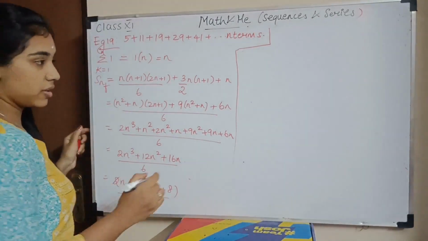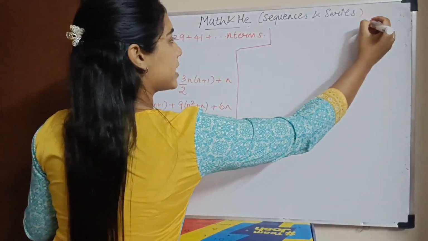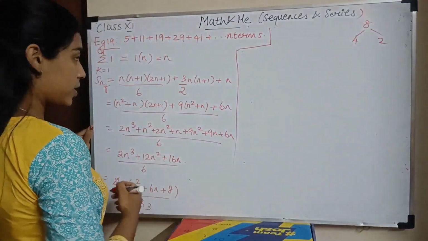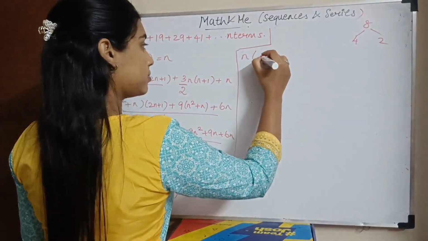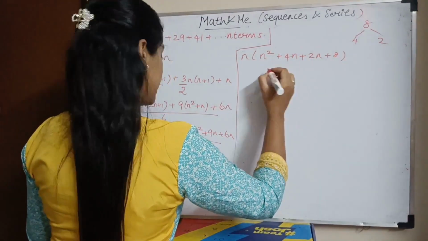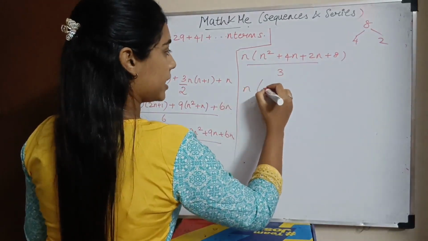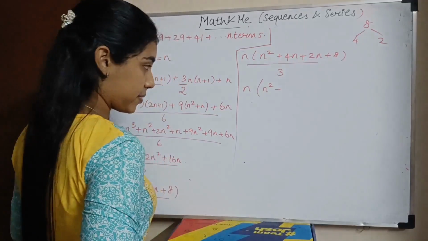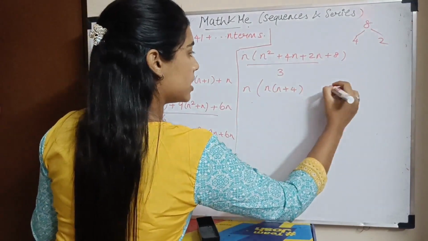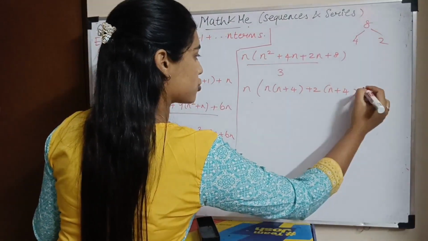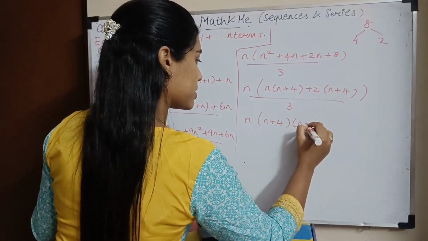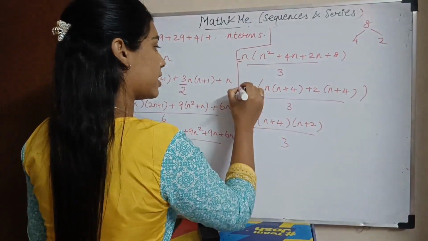I have a quadratic equation here. So what are the roots? The product has to be 8 and the sum has to be 6. So it's 4 times 2. Okay, so what does it become? N times n square plus 4n plus 2n plus 8 divided by 3, which is nothing but n into, when I take n outside, I have n plus 4, n plus 4 we know, so I have plus 2 divided by 3, which is n into n plus 4 into n plus 2 divided by 3. So this is my final answer.